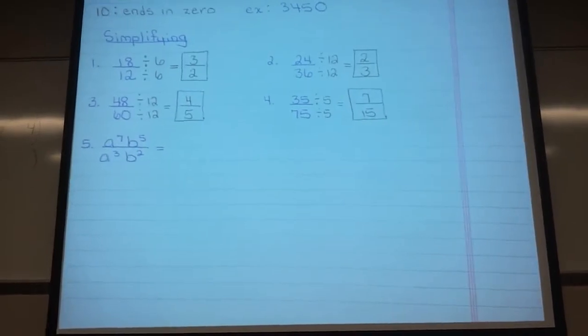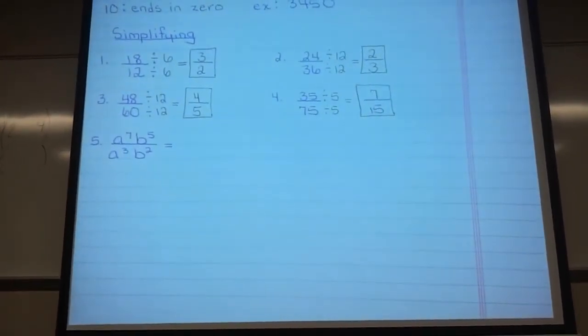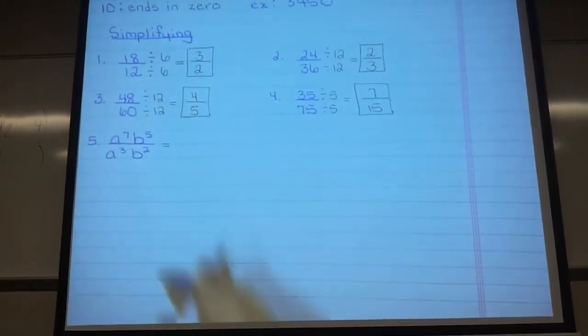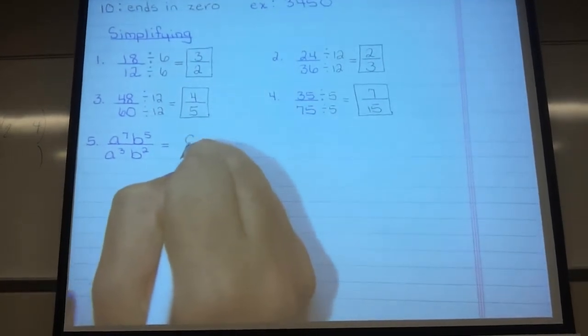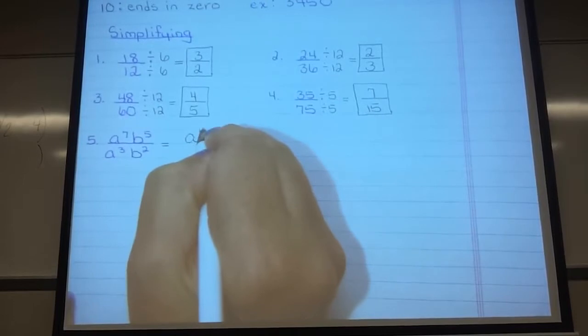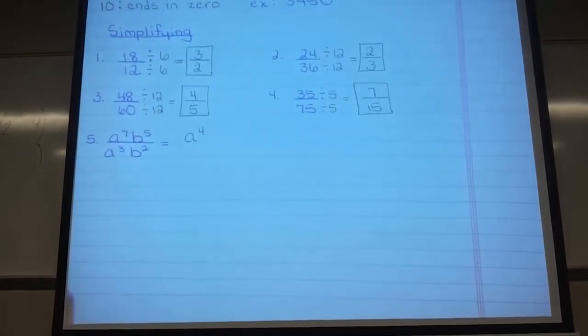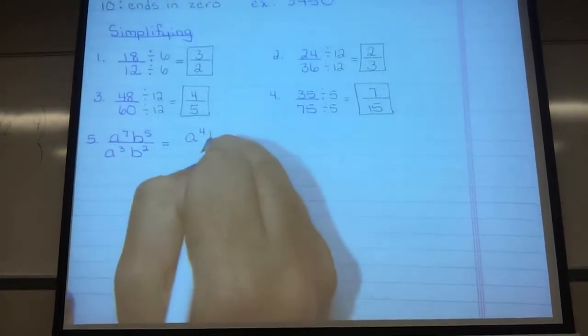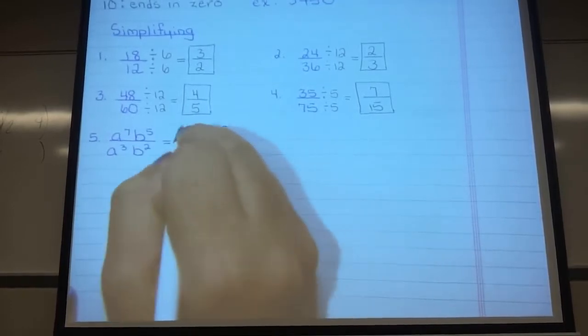So if I was to simplify that, where do you have more A's at? On top. How many more do you have up there? 4 more. And remember, you're just subtracting. Where do you have more B's at? On top. 3 more. And you have 3 more. So you've seen this kind.